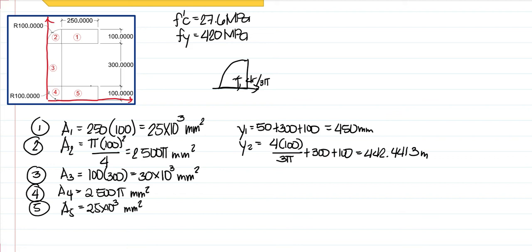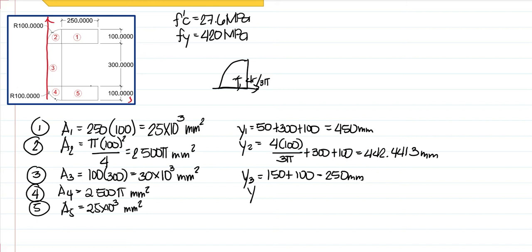That is in mm. So, the next one will be the third area, y3. Of course, it is half of 300 plus 100, because this is the y sub 3. So, let's get that: 150 plus 100. So, that is 250 mm.